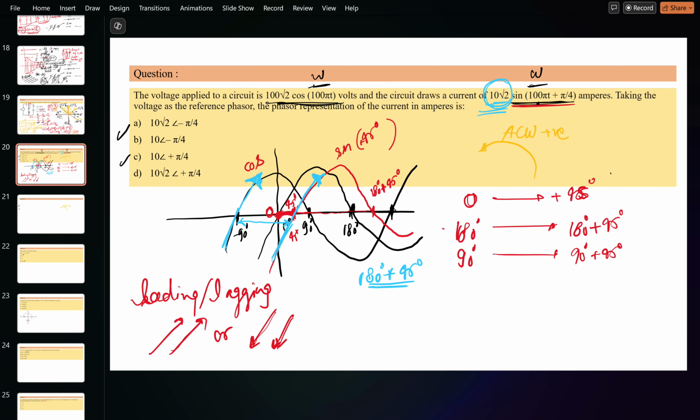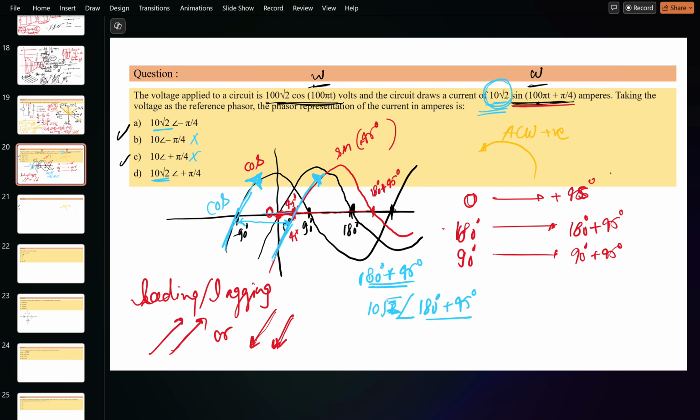There will be no time shift in between or no magnitude shift. So options B and C will be discarded. The magnitude will be the same, 10 root 2 and 10 root 2. So here the 180 degrees plus 45 is coming. How to represent that? Because cos is the reference, it is leading by 180 degrees plus 45 degrees. So the answer will come like this: angle 180 degrees plus 45 degrees. But no option is actually matching up.